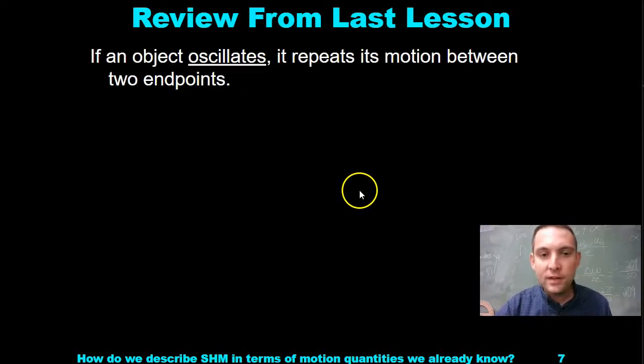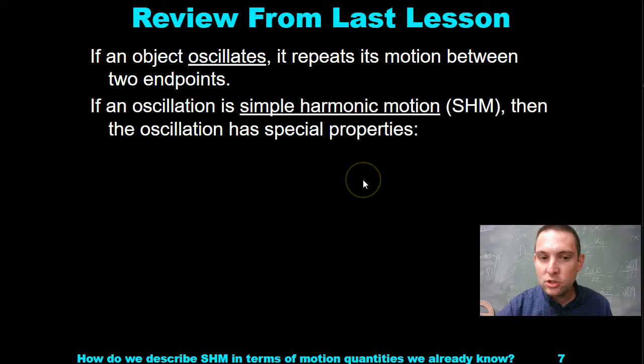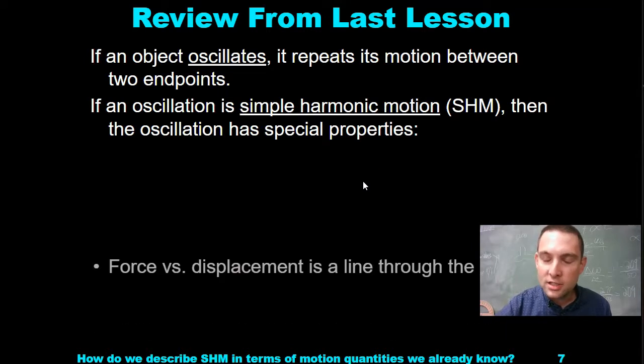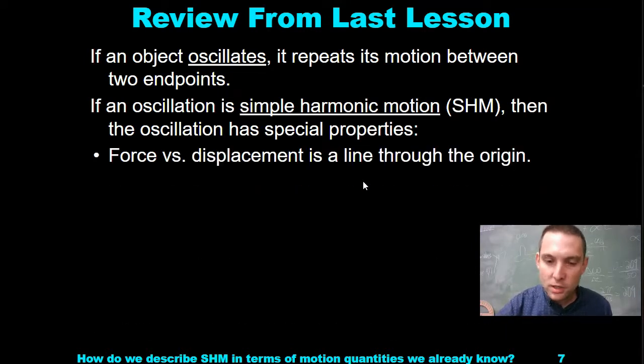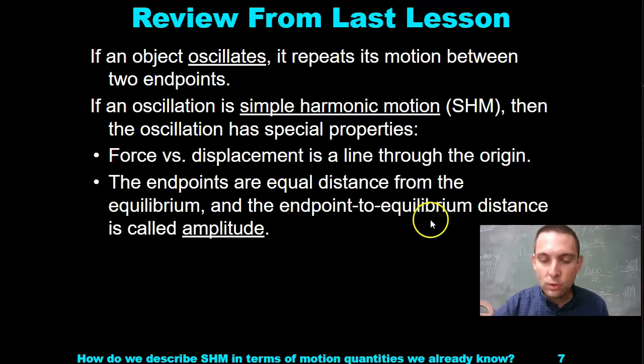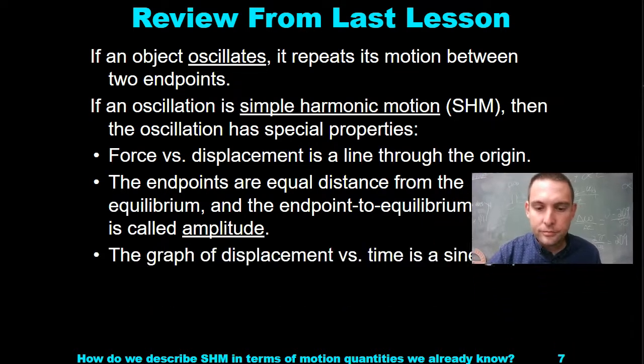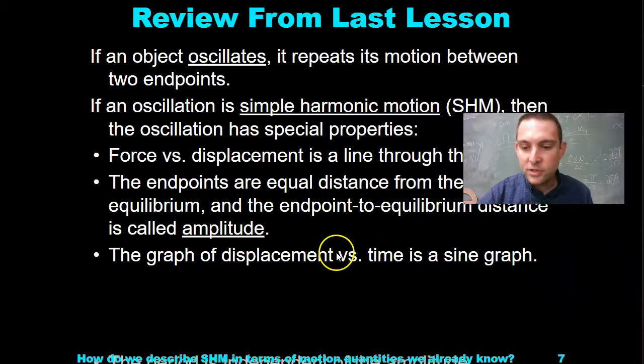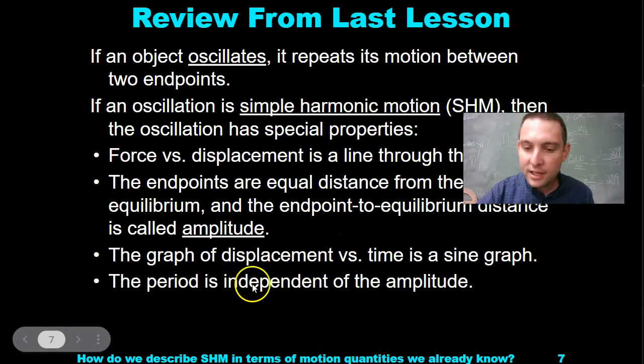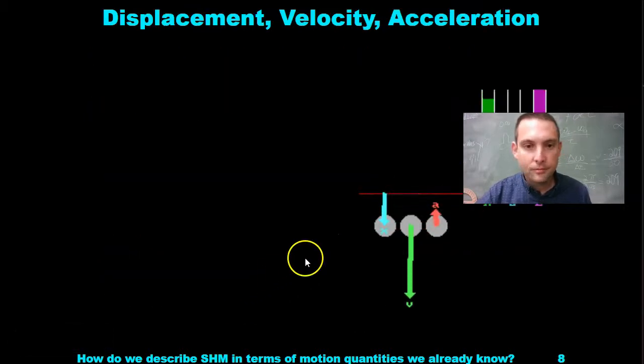Quick review. If an object oscillates, it repeats motion between two endpoints. If an oscillation is simple harmonic motion, then the oscillation has special properties. One, force versus displacement is a line through the origin, directly proportional. The endpoints are equal distance from the equilibrium, and the endpoint to equilibrium distance is called an amplitude. The graph of displacement versus time is a sine graph. The period is independent of the amplitude.